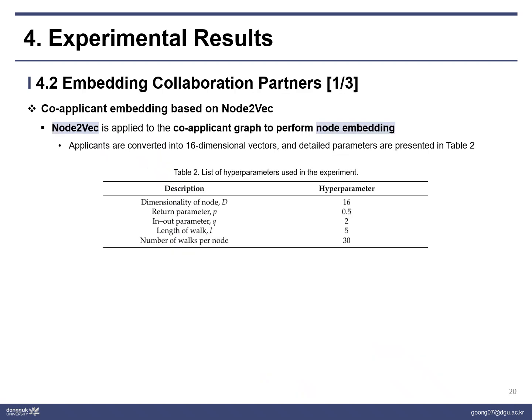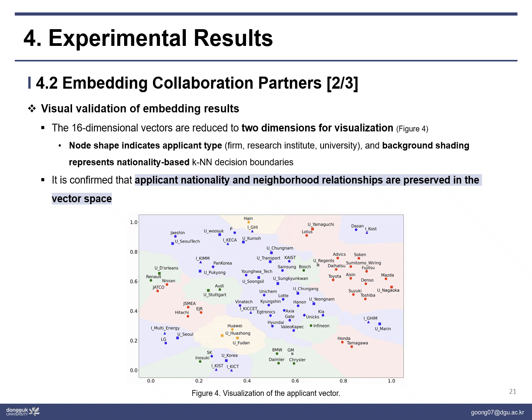Node2vec was applied to the co-applicant graph to perform node embedding. The detailed parameters related to this are represented in table 2. Vectors derived earlier were reduced in dimension and visualized. The node shape represents the type of applicant, and the background indicates the country. This shows that the nationality and neighbor relationships of the applicants are also well reflected in the vector space.